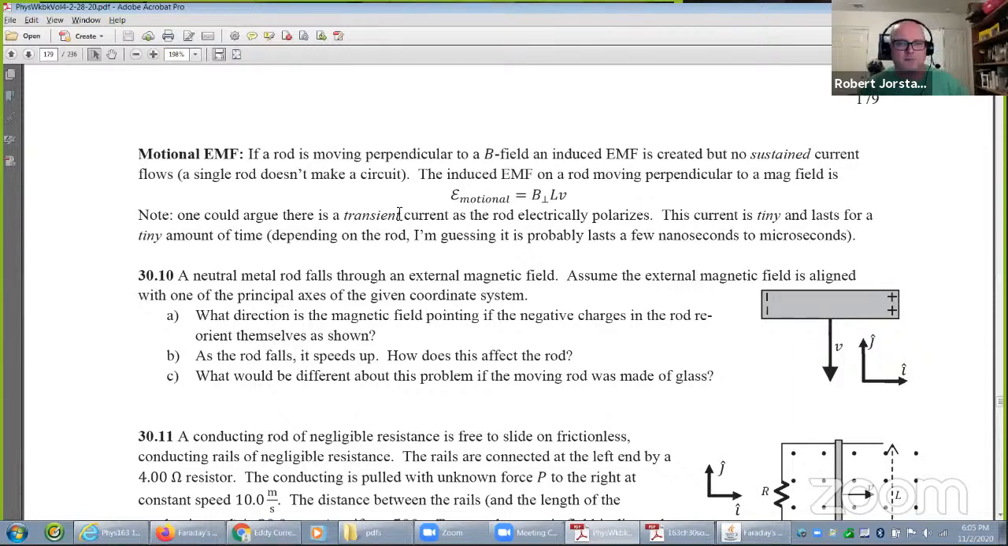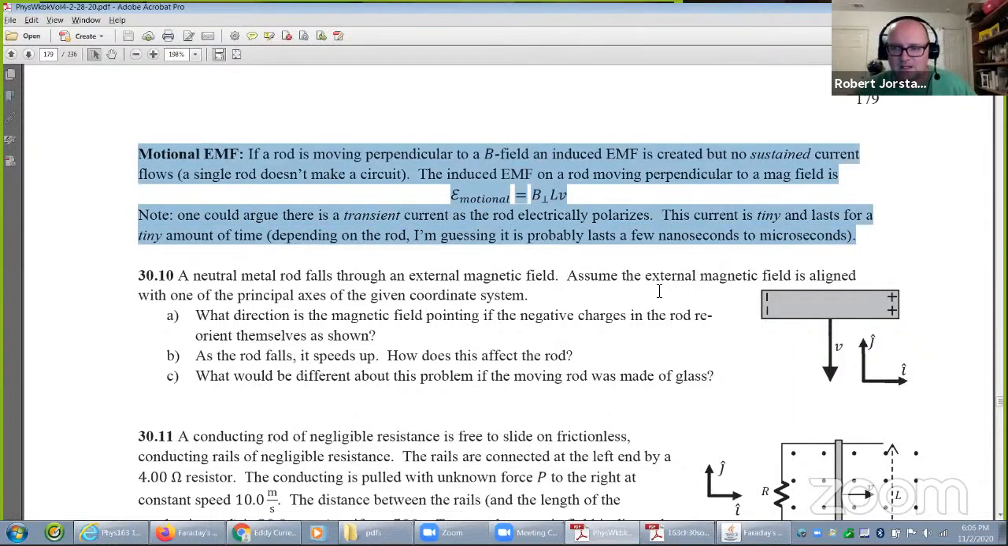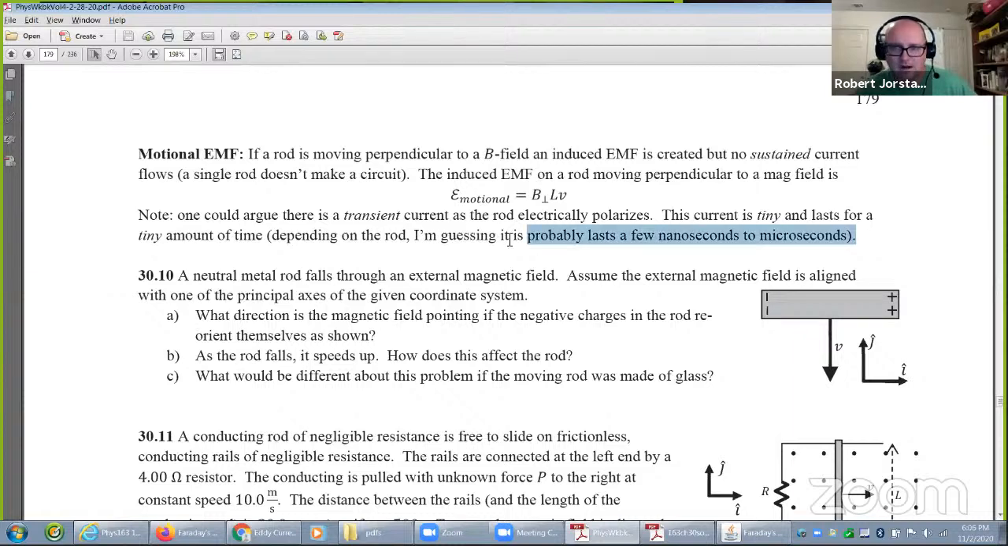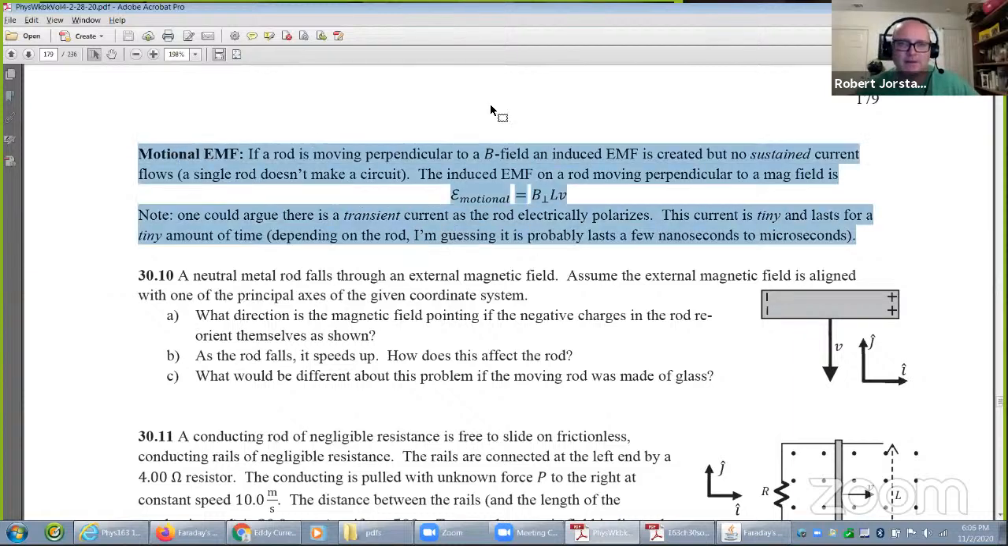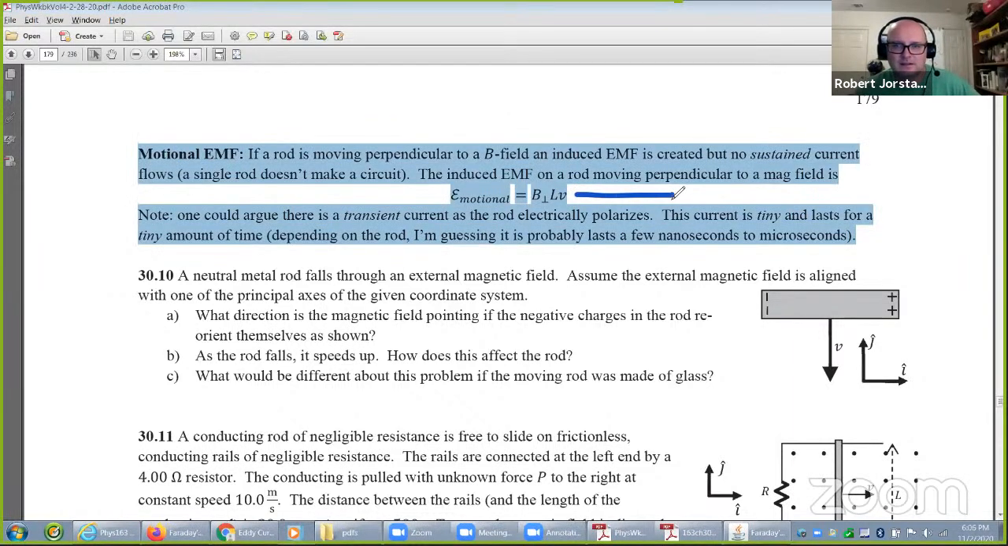All right, motional EMF here. So, all right, getting back on topic here. So, this arrow is really big. Let's see if we can narrow that down. So this, if you want to get emotional, this is what I'm talking about here.